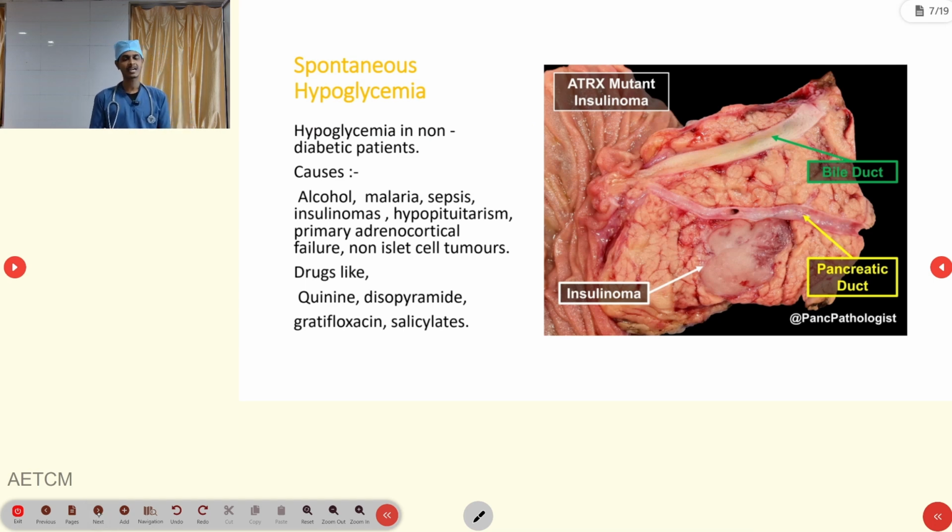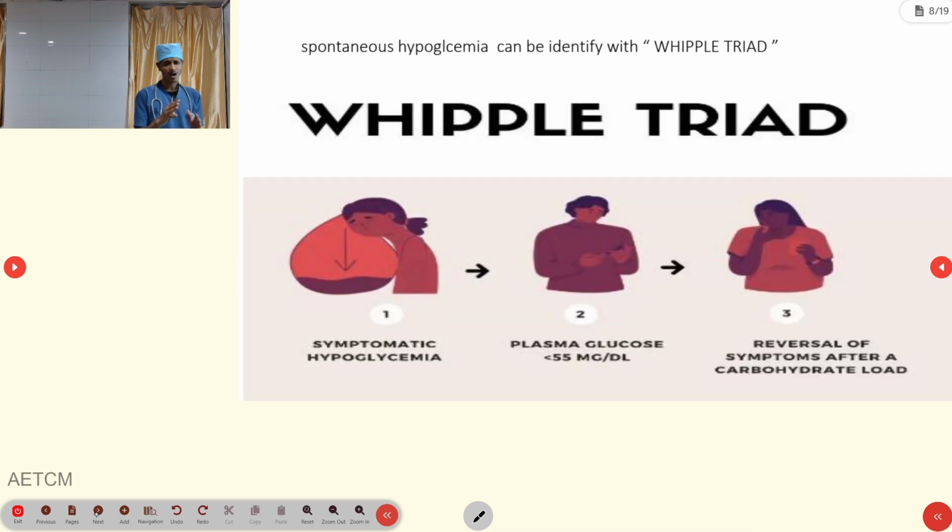Spontaneous hypoglycemia mainly occurs in non-diabetic cases. Reactive occurs in diabetic people, while spontaneous hypoglycemia occurs in non-diabetic cases. The causes are alcohol and malarial sepsis, anti-malarial drugs like quinine, and salicylates, which can also cause spontaneous hypoglycemia. How can we differentiate spontaneous from reactive hypoglycemia?